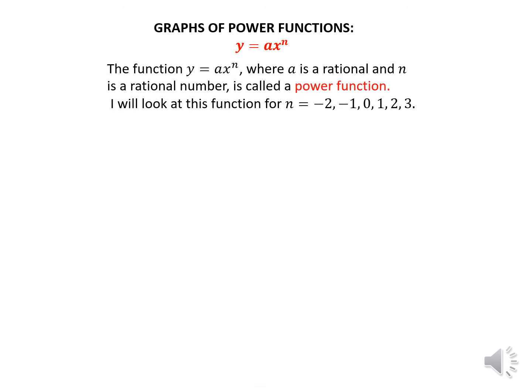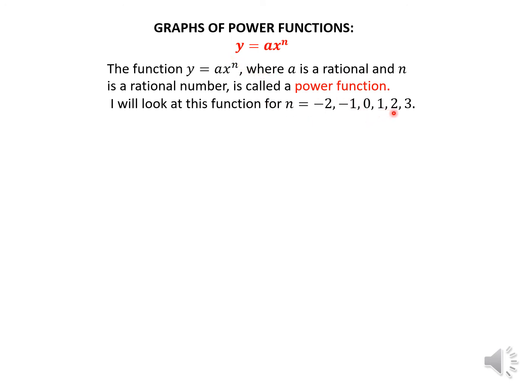So today I'm doing graphs of power functions. The type of graphs that we are dealing with here are of the form y = ax^n, where a is a rational number and n is also a rational number. These are called power functions. So I'm going to look at when n is -2, -1, 0, 1, 2, and 3.